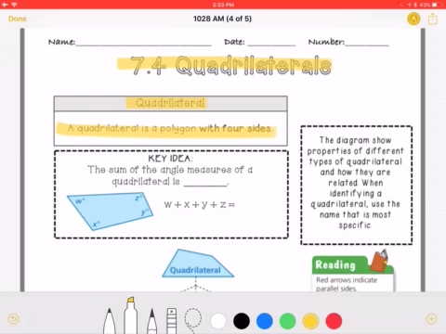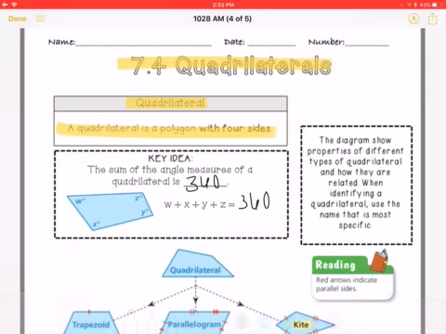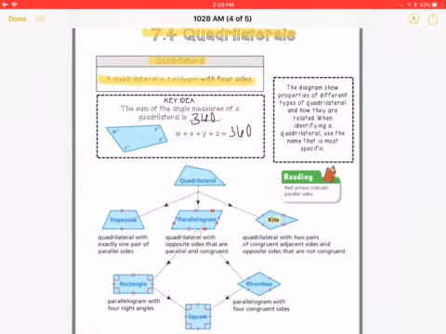So a key idea: when we add up the angles within a quadrilateral, it now equals 360 degrees. So when I add up W, X, Y, and Z here in this figure, I want to set that equal to 360. So something I want to show you is this diagram we have here of quadrilaterals.